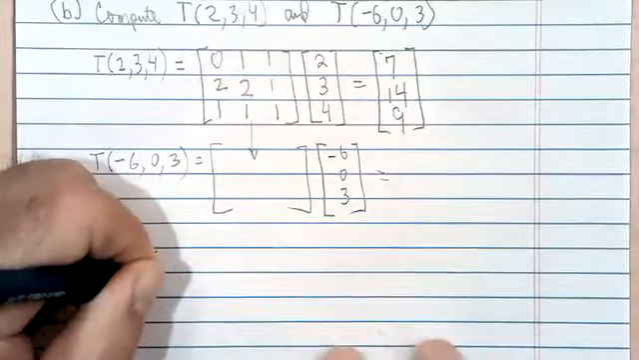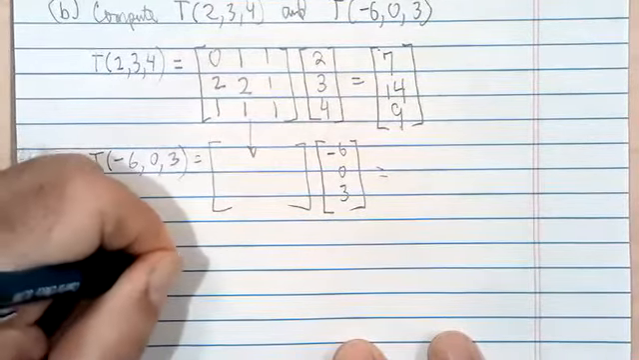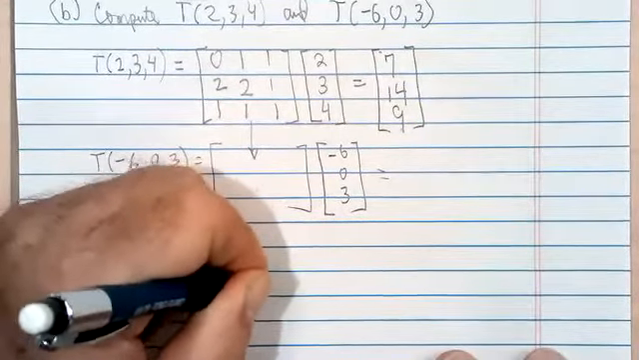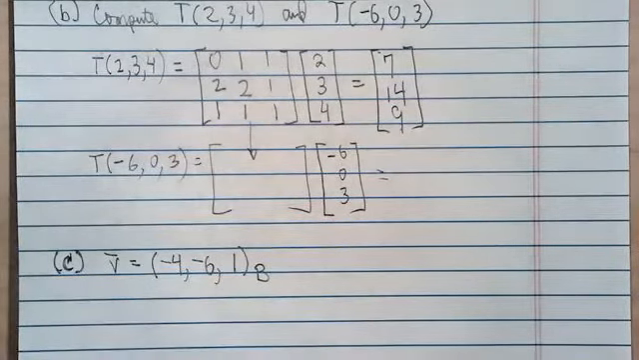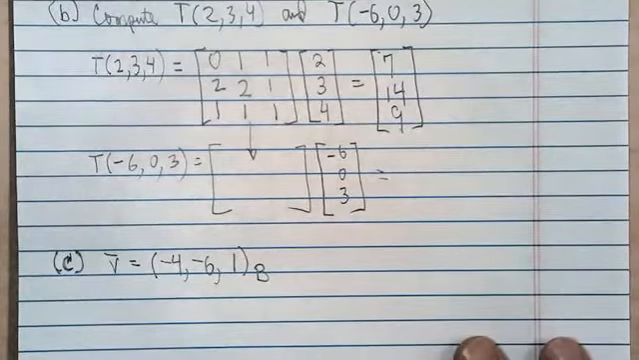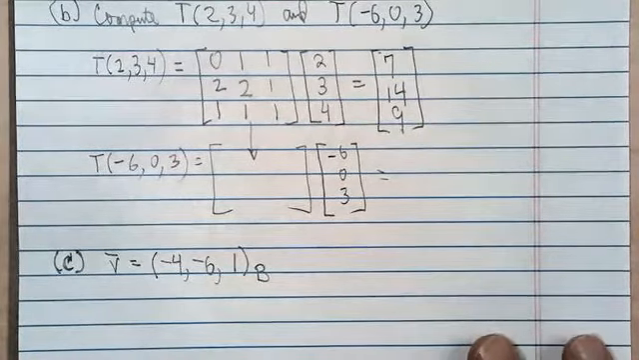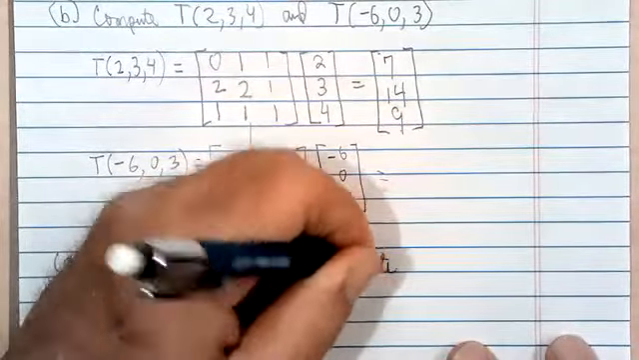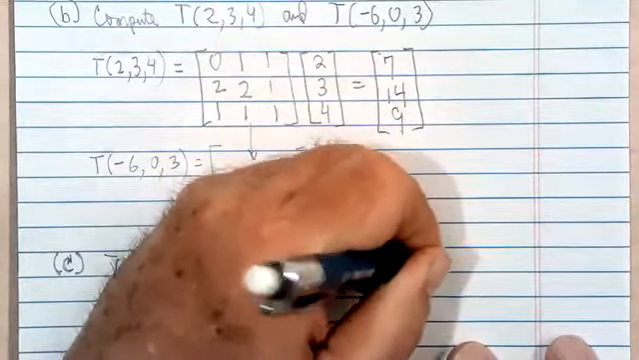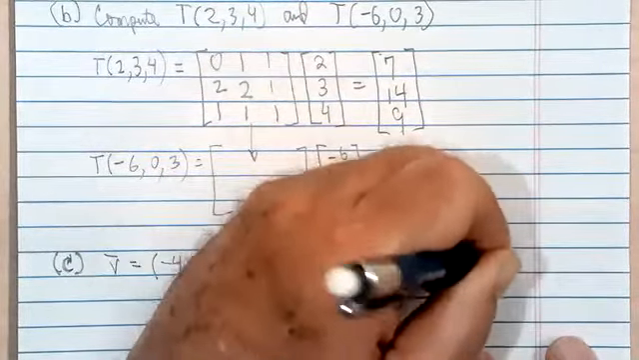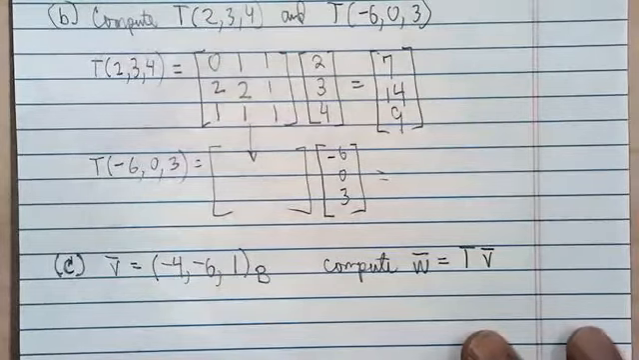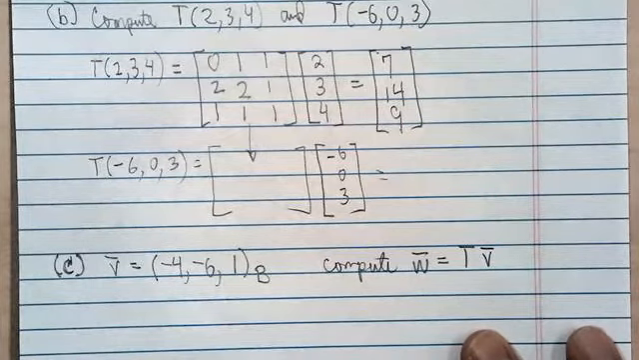V is the vector -4, -6, 1 relative to basis B, and I hope I'm going to find out what B is here in a moment, where B is the basis specified in problem number 1. Compute the vector W, which is T of V. Express W in both the standard basis and the B basis. That is, the coordinates relative to the standard basis and also relative to the basis B.